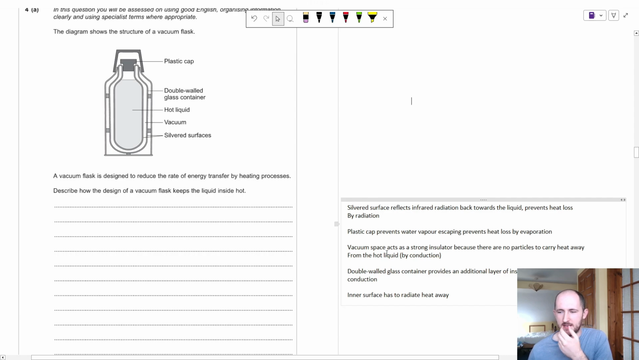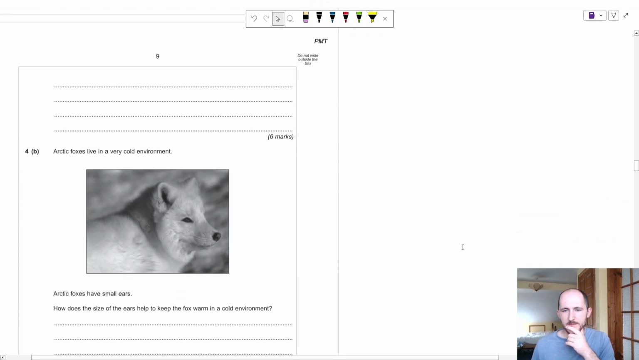So how it keeps the liquid inside hot. So yeah, all of these reduce heat loss, right? Keeping liquid hot. Again, even write obvious things, it could be a mark.